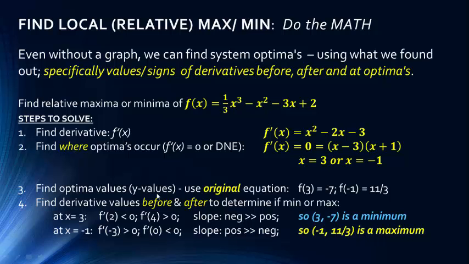So again, what we're going to do is find the derivative. We're going to set that derivative equal to 0 or see if there's a place where it doesn't exist. We're going to plug those critical values back into the original equation to find the y values. And then we're going to pick values before and after the critical values, the x values, and plug them into the derivative to see what's happening with the slope before and after, so we know if that point is a minimum or a maximum.